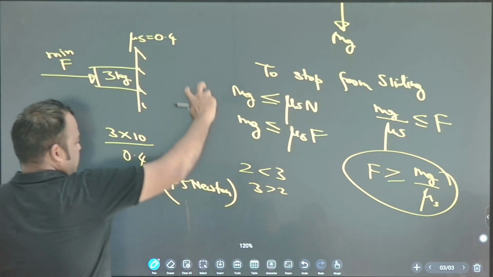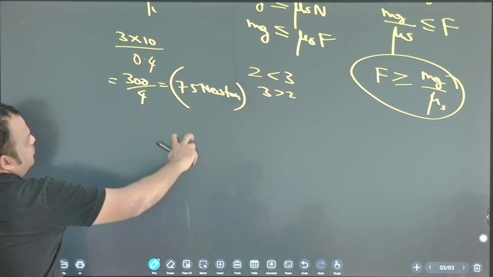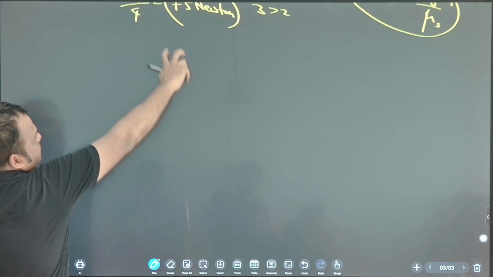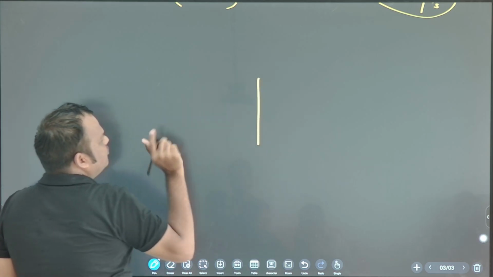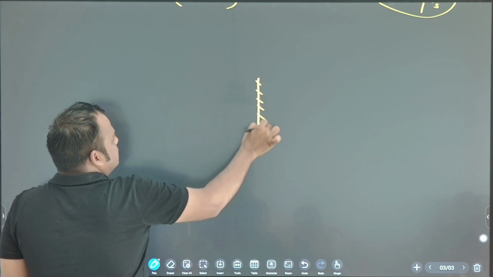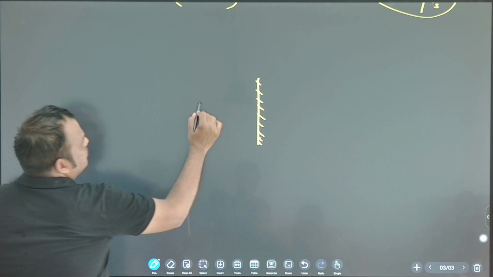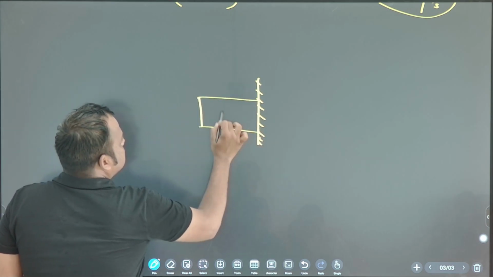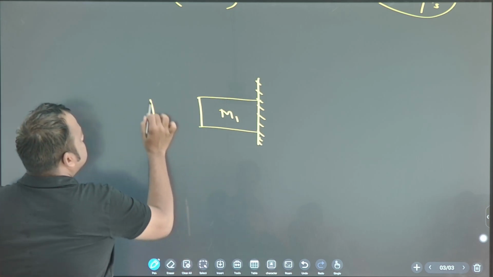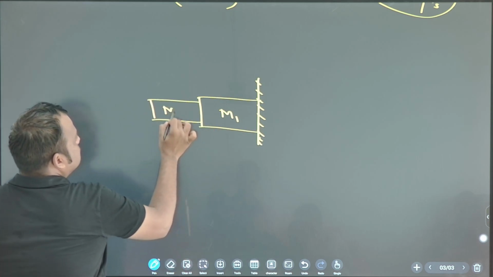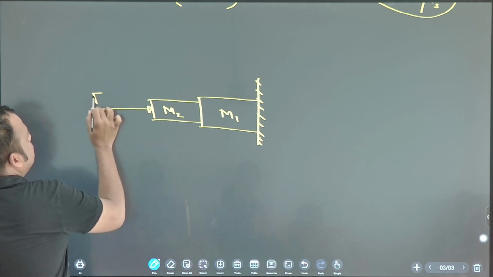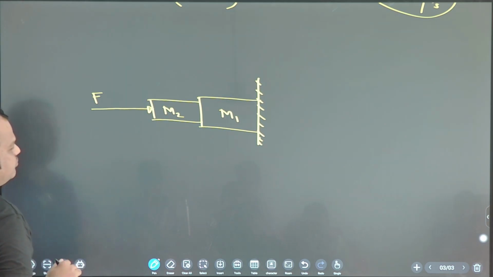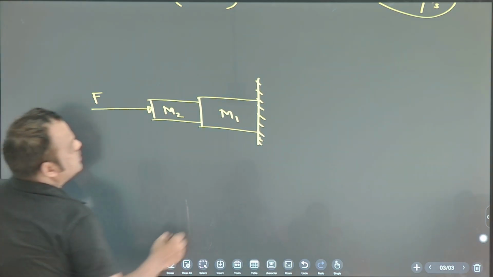Clear? Okay. What if two blocks are there? See, let's do two blocks. Very carefully observe. This is M1. This is M2. Now you are exerting force capital F. Okay, like this.